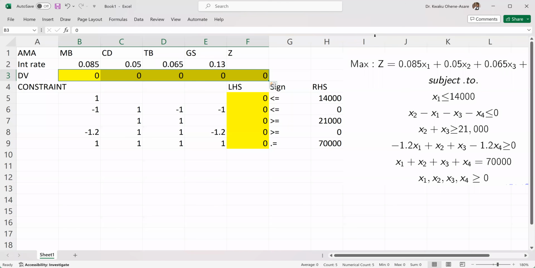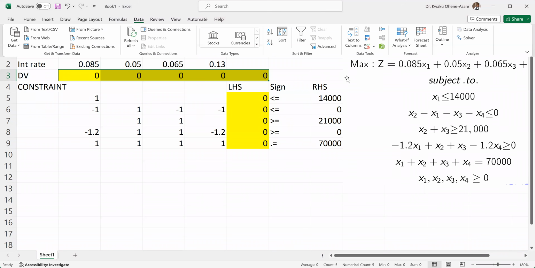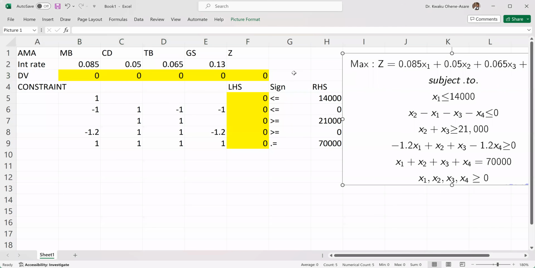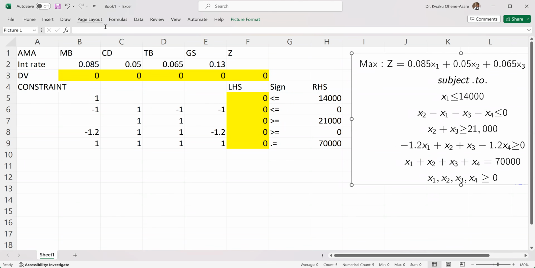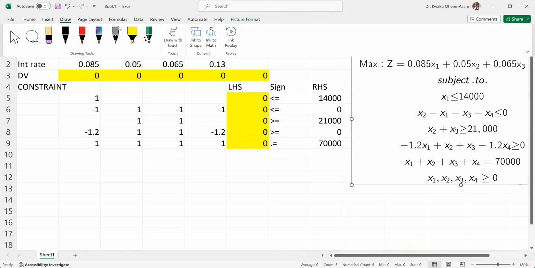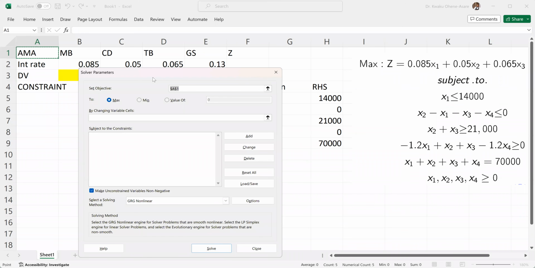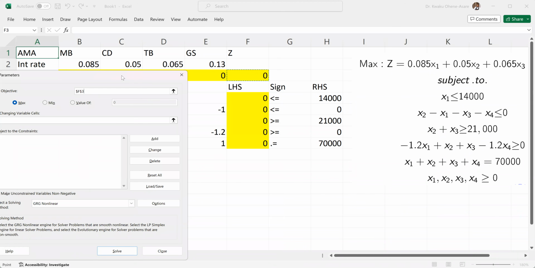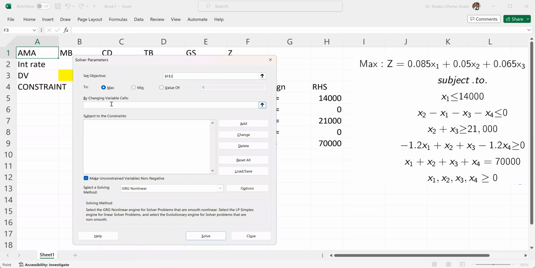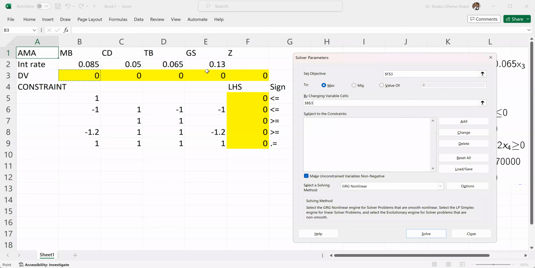Once done, go to your data tab at the top, click on data. And then, after clicking on data, look on the far right. You click on the data solver. And then in the solver, you select the objective. And in this case, the objective is this 0. So you slot it in there. The next one is the decision variable. This is a maximization. So click on by changing cells and drag all the decision variables into it.